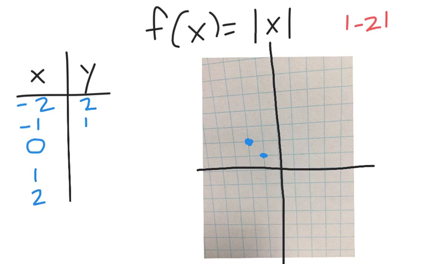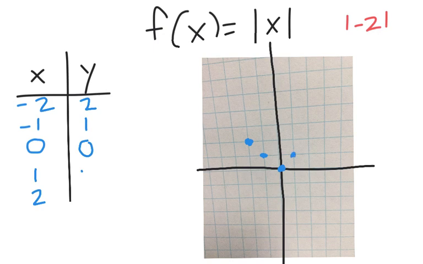What if I plug in 0? What's the absolute value of 0? Which means 0, 0 would be on my graph. What if I plugged in a 1? What's the absolute value of 1? Which means 1, 1 would be on my graph.